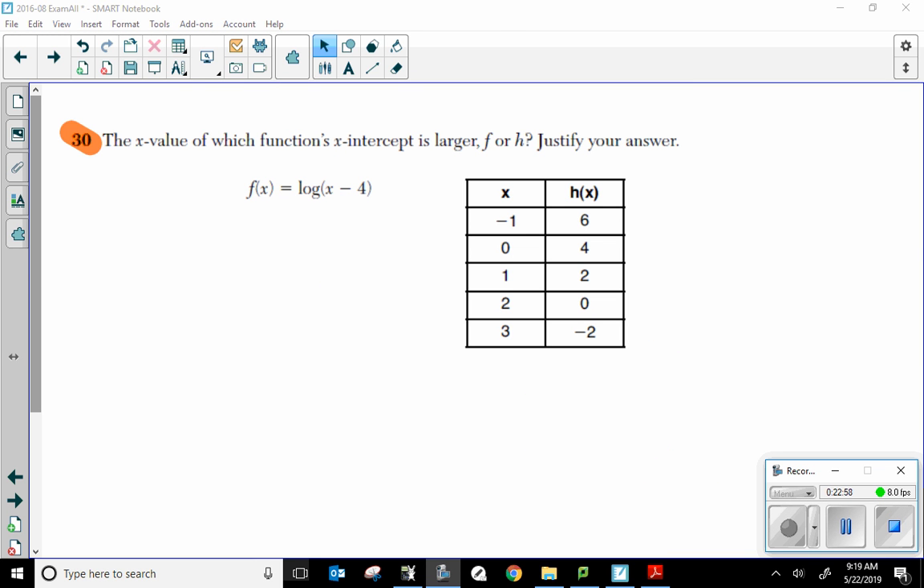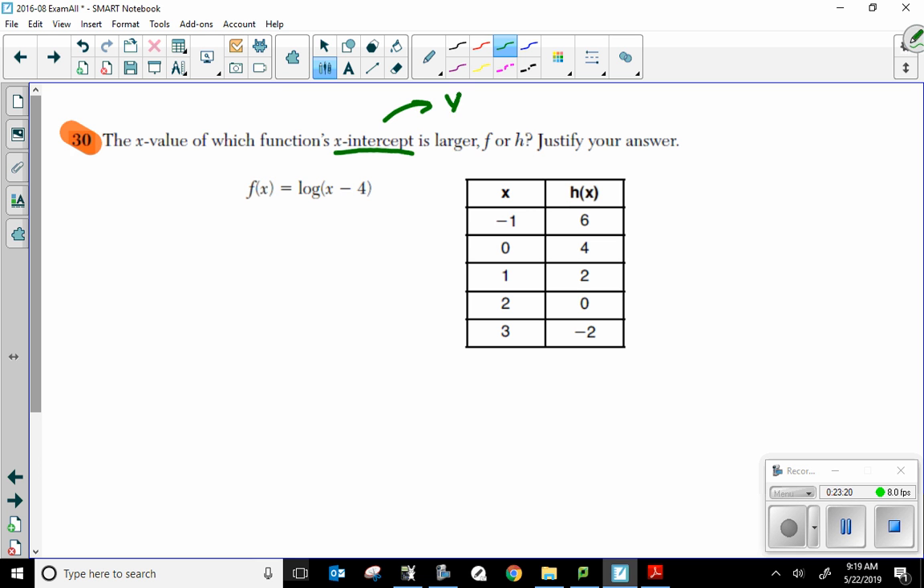Number 30. The x value of which function's x-intercept is larger, f or h? Justify your answer. Okay, so first of all, do you know what an x-intercept is? That is when your y equals 0.